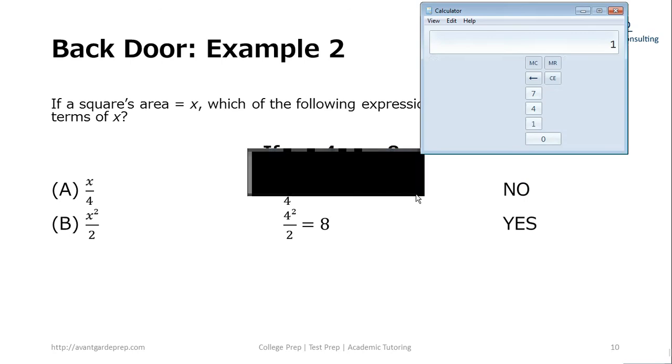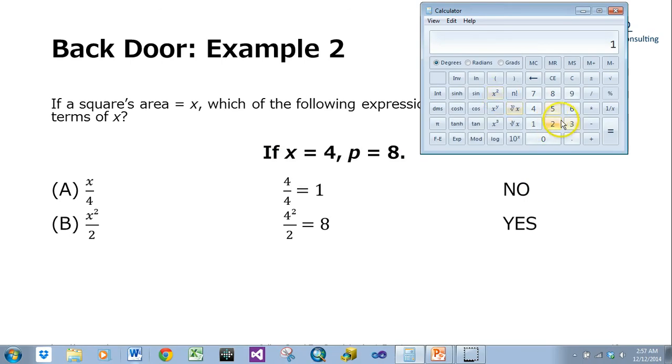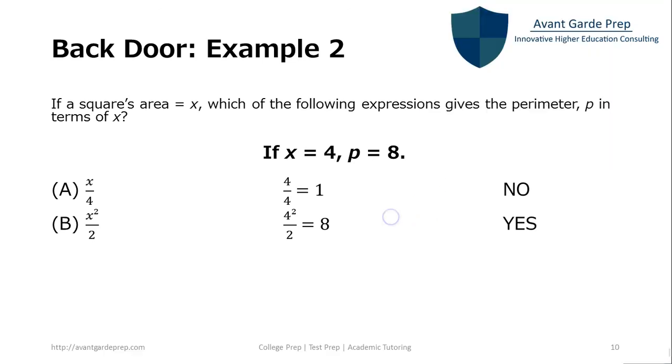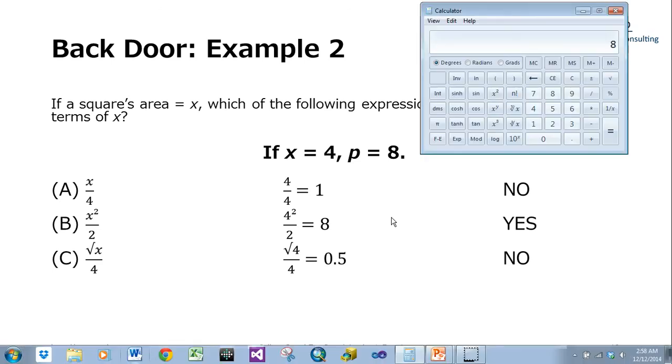Answer choice B was x squared divided by 2. So because x was 4, we'll square 4 and then divide that by 2. And this gives us 8, which is the perimeter. So this is a viable answer, so we'll hold on to that one. But because it is the backdoor strategy, we want to go ahead and solve the rest of the answer choices. So again, with answer choice C, our equation is the square root of x over 4.